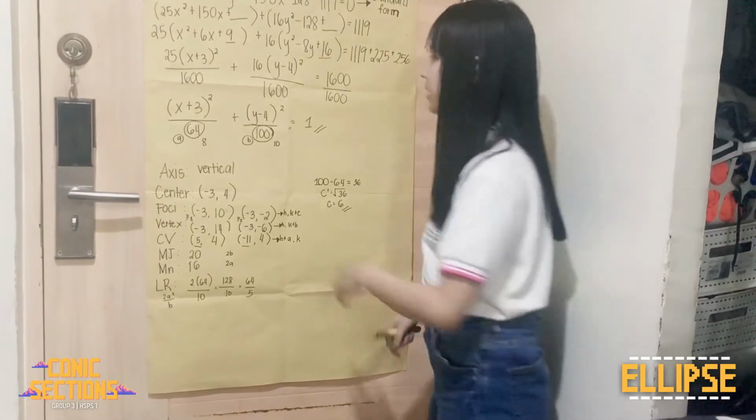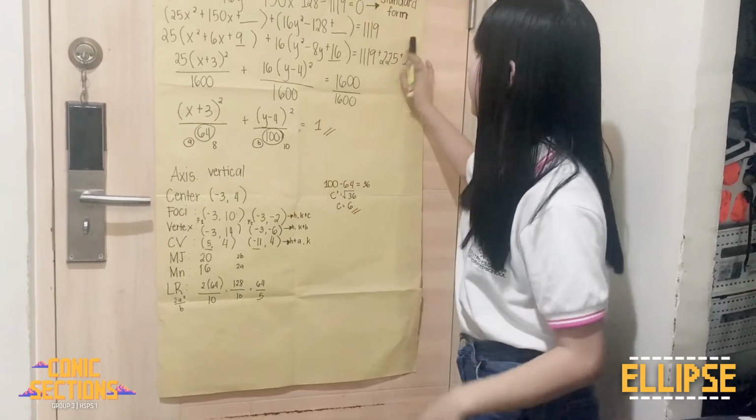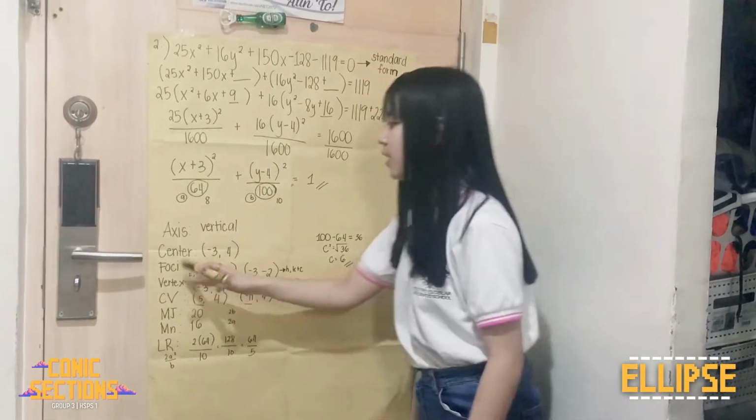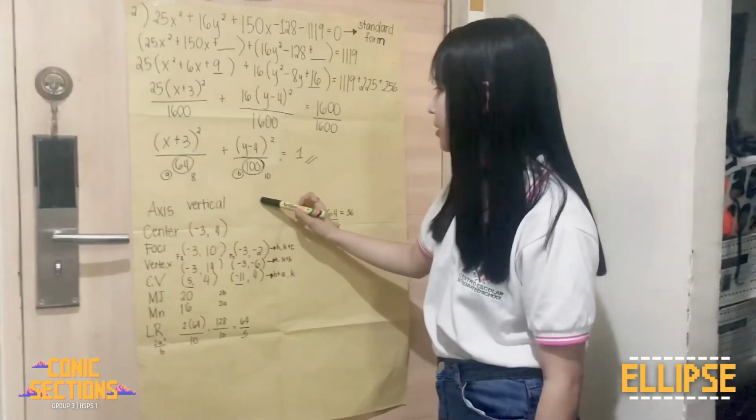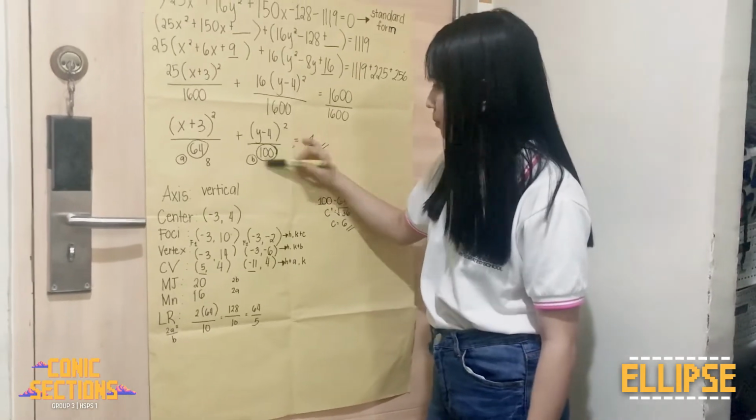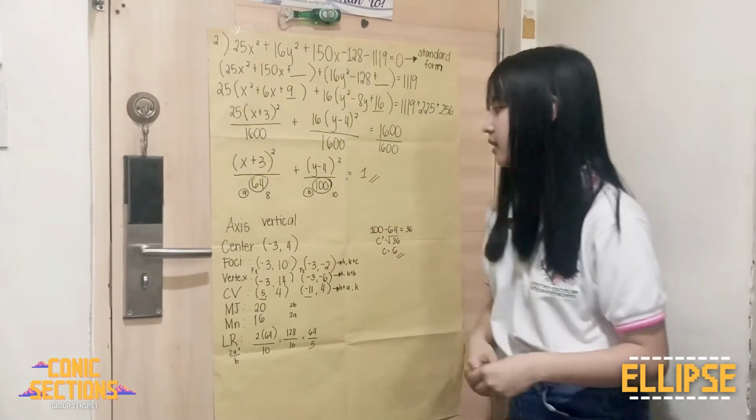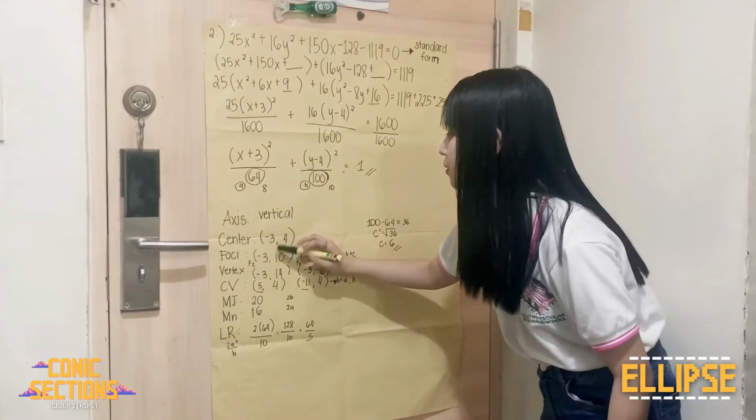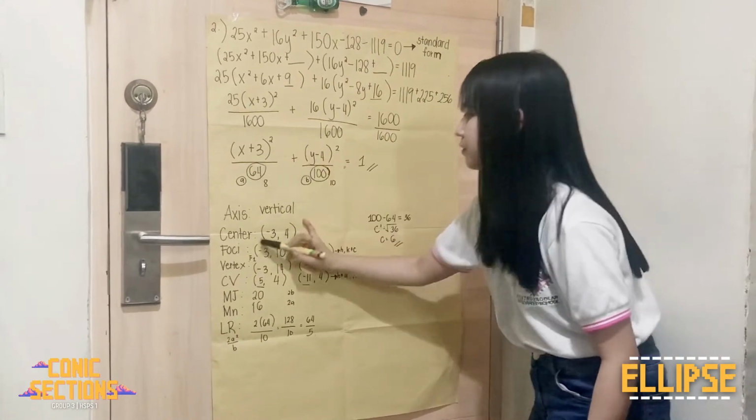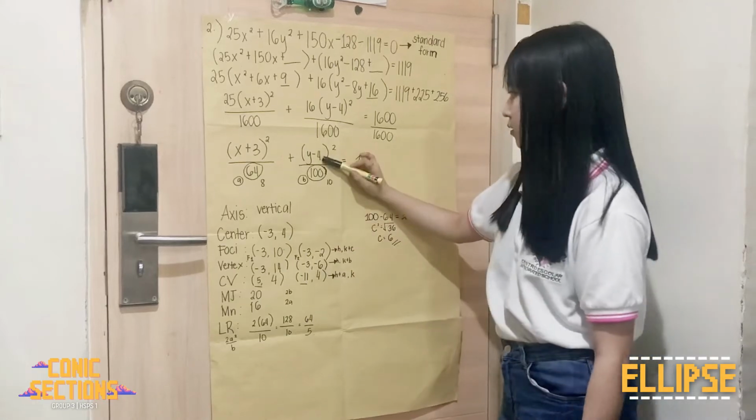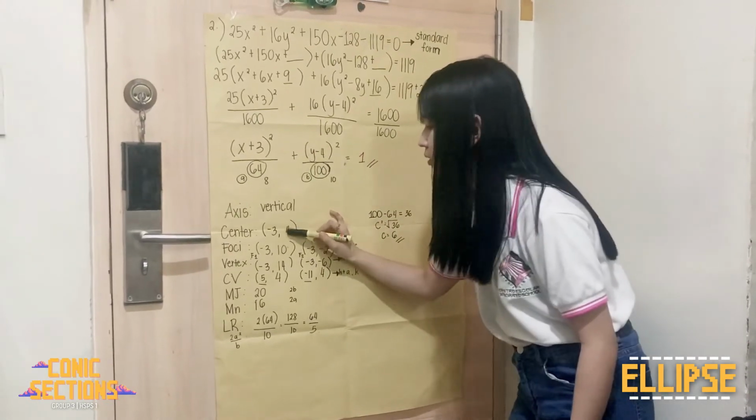Identifying the properties of the ellipse. Just like what we did a while ago, we have to identify the axis, which is the greater number. Since 100 is the greater number, we can consider this ellipse as a vertical ellipse. Then the next step is the center. Since plus 3, we have to make it negative 3. And negative 4, we have to make it into 4.